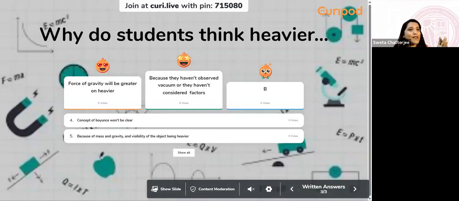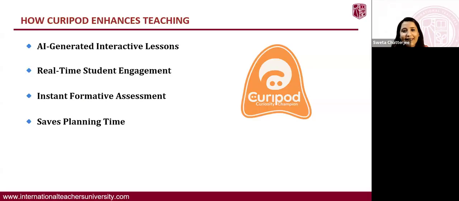So you see, just in 3 slides, I was able to activate prior knowledge, then assess your understanding, I mean, the student's understanding, and identify misconceptions, all in real time. I think it took us just 5 minutes, if not more. That's the power of AI supported interactive tools like CuriePod in a physics classroom.